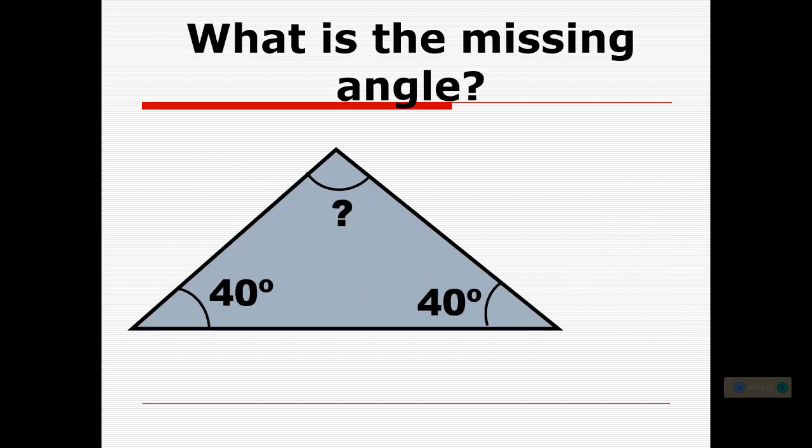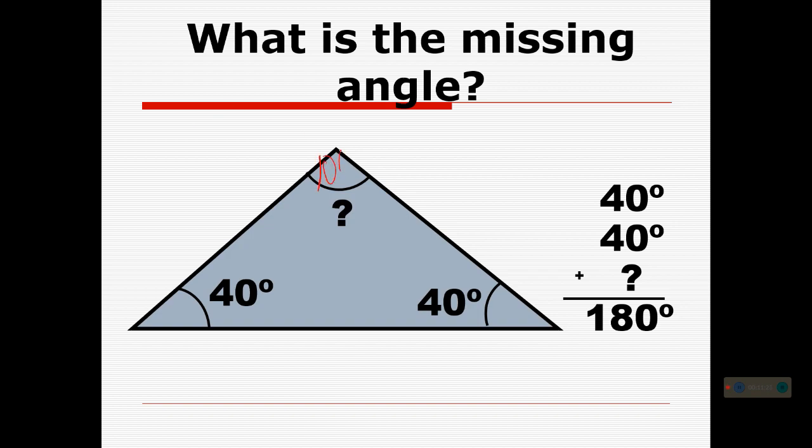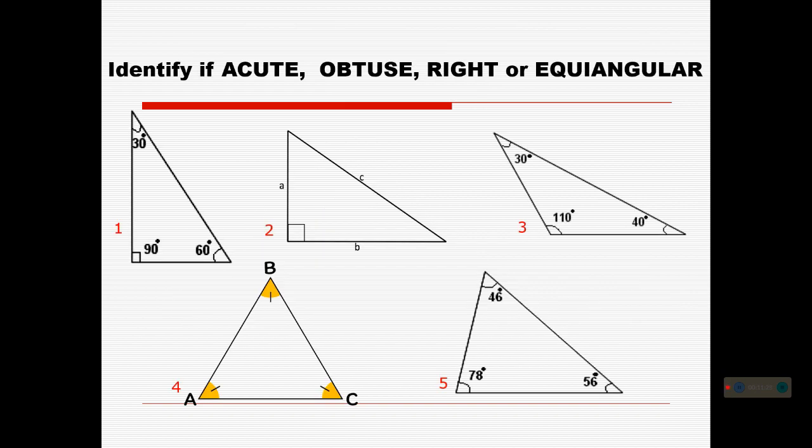Correct. Okay, how about this one? We have 40 plus 40 plus blank is equal to 180. What should it be? Yes, that's correct. We have 100 degrees. Okay, any questions so far? Okay, so how about this one? Identify if acute, obtuse, right, or equiangular.